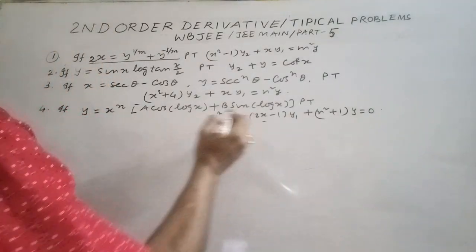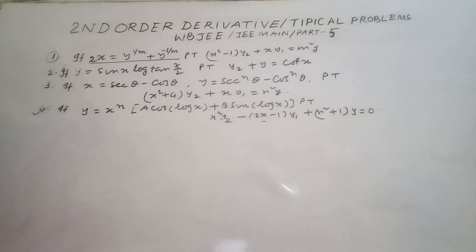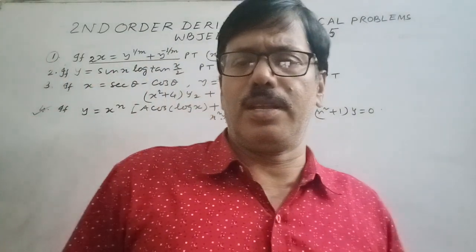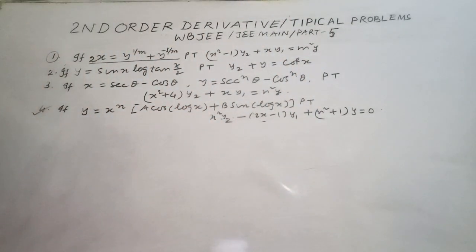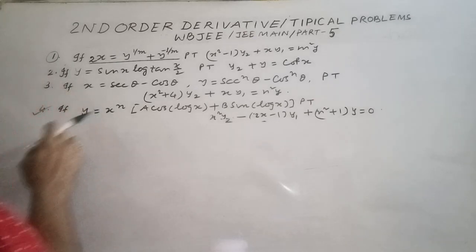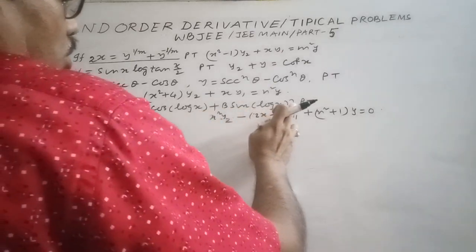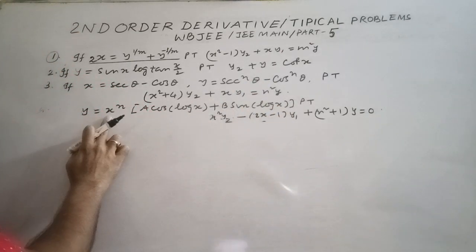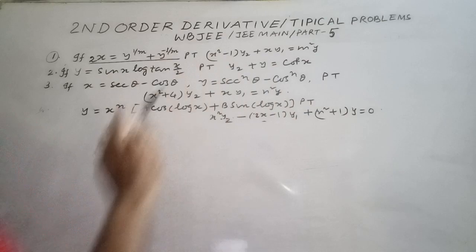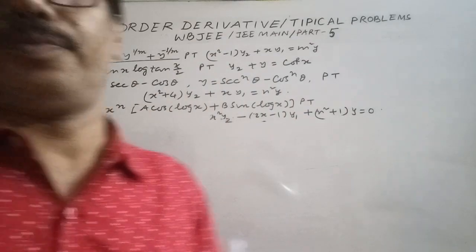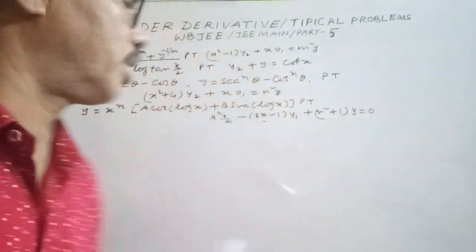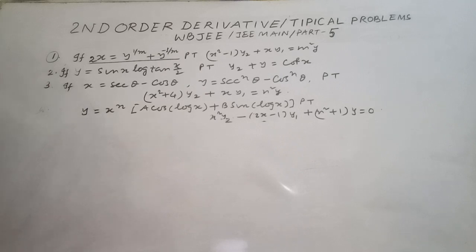Now problem number 4. This will be lengthy but not a difficult one. Look, y equals x to the power n into this. So x to the power n is a function, this bracket thing is another function. So you have to differentiate by product rule.